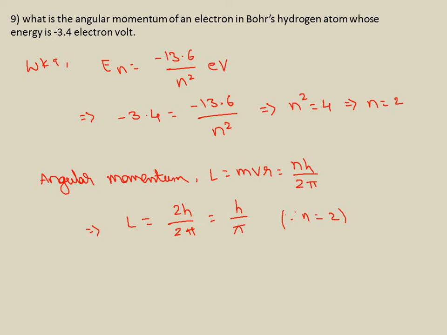Let's look at the next one. What is the angular momentum of an electron in Bohr's hydrogen atom whose energy is minus 3.4 electron volt?